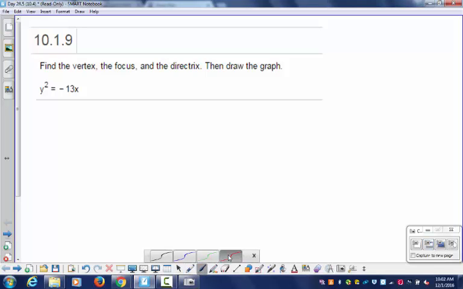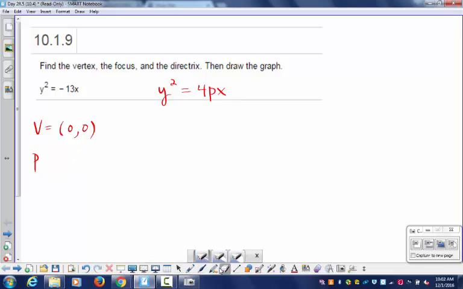The standard conic form that we're looking at here is centered at the origin. The vertex is the origin. So we identify the vertex, and then we find P. And to find P, we set 4P equal to the coefficient of x. So P will be negative 13 over 4.